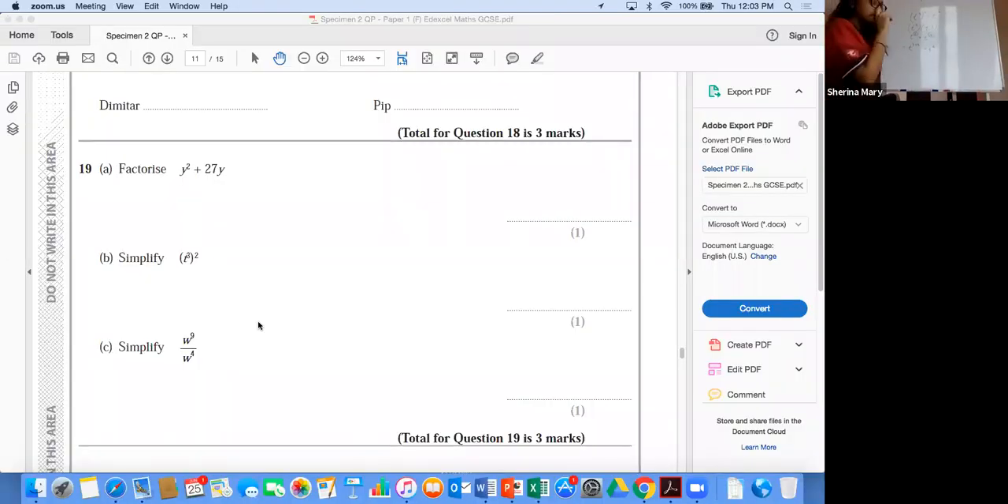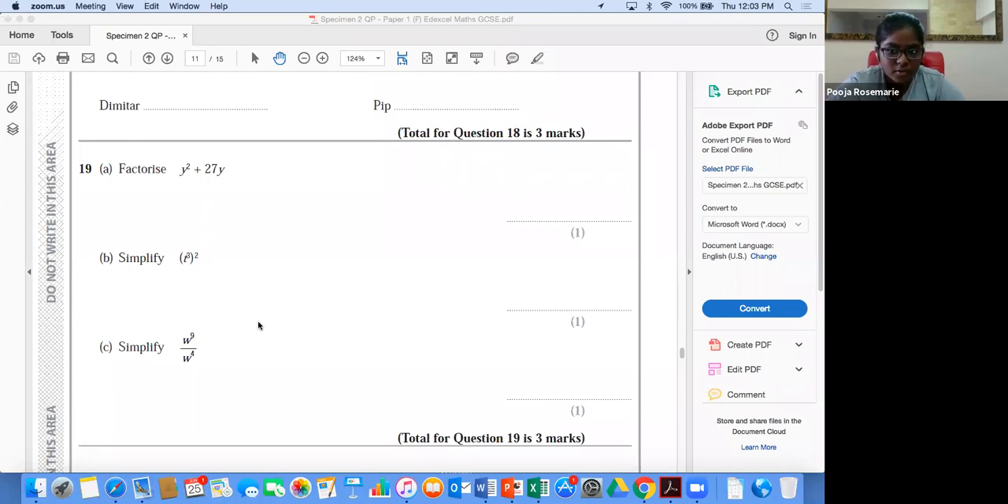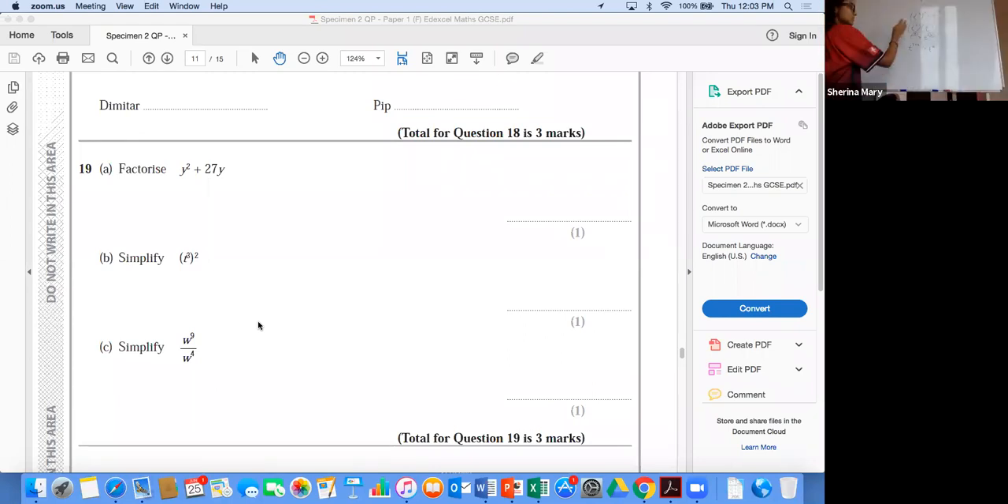That is for B. How about C? W to the power of 5. Yeah, so you just subtract the indices because it's a divide. So W to the power of 5.